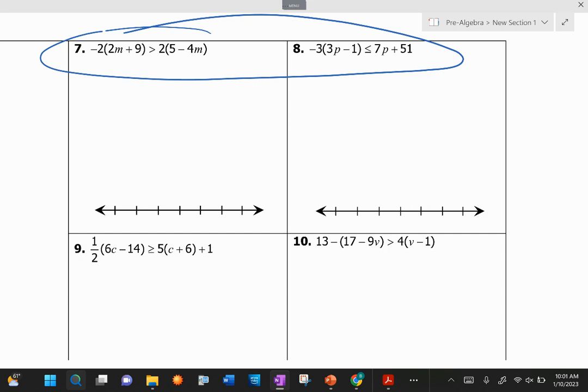Yep, your instincts are right. So you got -2 times, what do we have right there? 9. So -2 times 9 should be -18. Okay.